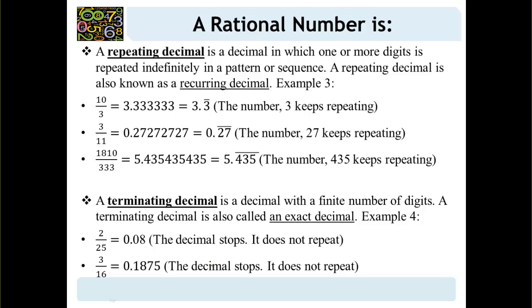What of terminating decimals? Terminating decimals have a finite number of digits. It stops after some places of decimal. If we look at this first example, 2 divided by 25, it stops after 2 decimal places. And 3 divided by 16 stops after 4 decimal places. It does not repeat. It does not continue. It is finite. It is not infinite. It is not indefinite. It is definite.